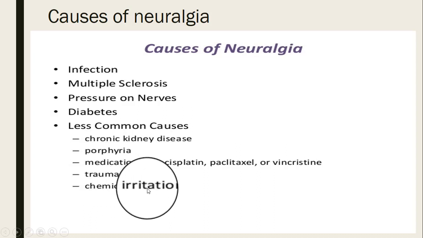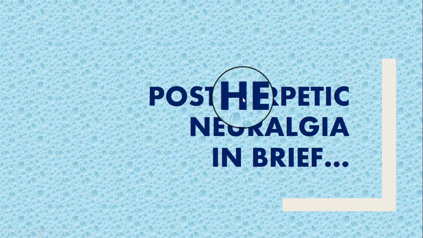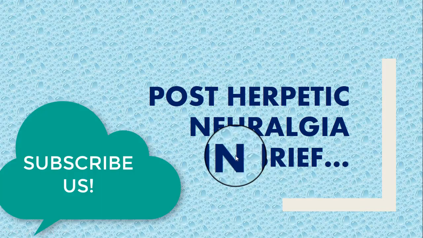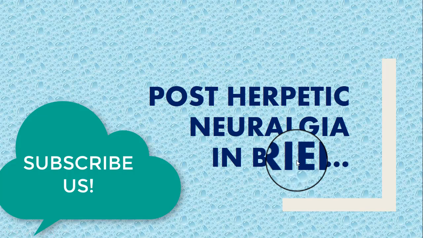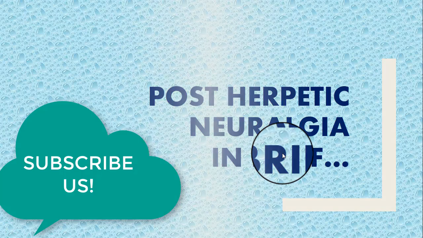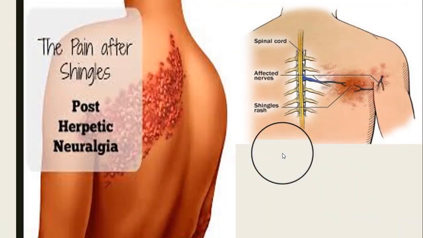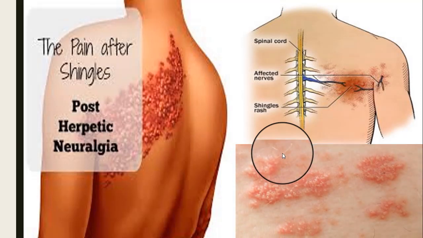So this is the basic etiology, and these are the leading causes of neuralgia. Now post-herpetic neuralgia in an elaborated manner, in brief. So let's talk about this, and this is the main topic of this presentation, this video. As we have already talked about what post-herpetic neuralgia is, let's talk about it in an elaborated manner.